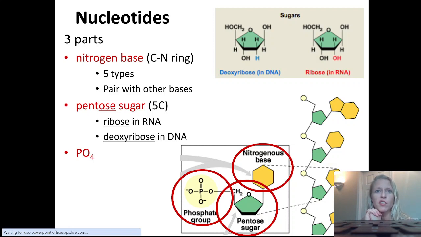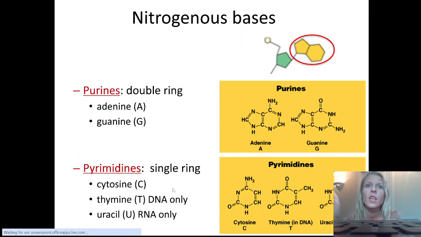Nucleotides have a nitrogenous base, we'll get to what those are, a pentose or five-sided sugar, ribose in RNA and deoxyribose in DNA, and a phosphate group. This little phosphate group off to the side here. Your nitrogenous bases, you have the purines and the pyrimidines. Your purines are adenine and guanine, and your pyrimidines are cytosine, thymine, and uracil. Now, thymine is used in DNA only, and uracil is used in place of thymine in RNA only.